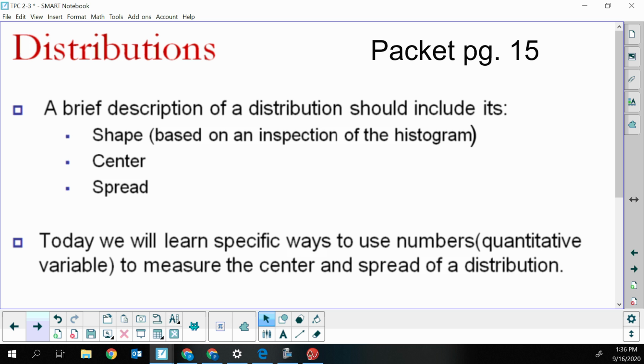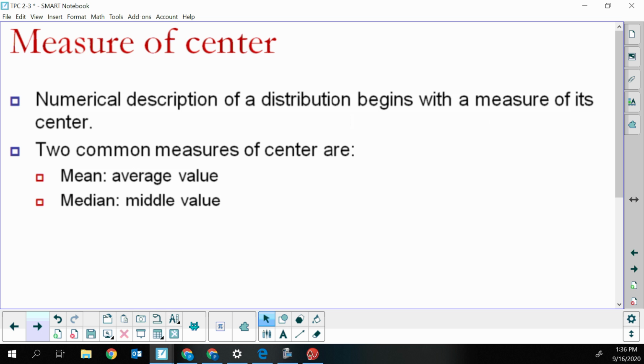All right, so we're going to go to packet page 15. So we're going to start out by looking at shape, center, and spread for data. So on the bottom of 15, there's 2 ways to measure the center of the data, mean or the median. So mean, you add them all up, divide by how many are there. And in the median, you would put them in order and cross off high and low, working your way towards the middle. If there's only 1 in the middle, that's your median. If there's 2 in the middle, you would take the average of those 2, and that's your median. Now we have a way we can do that on the calculator.